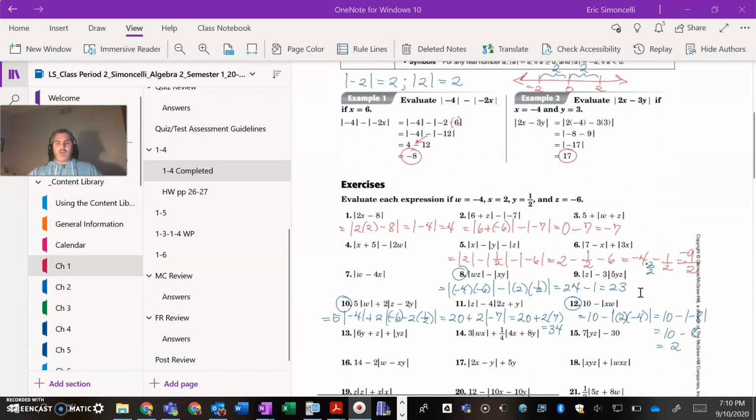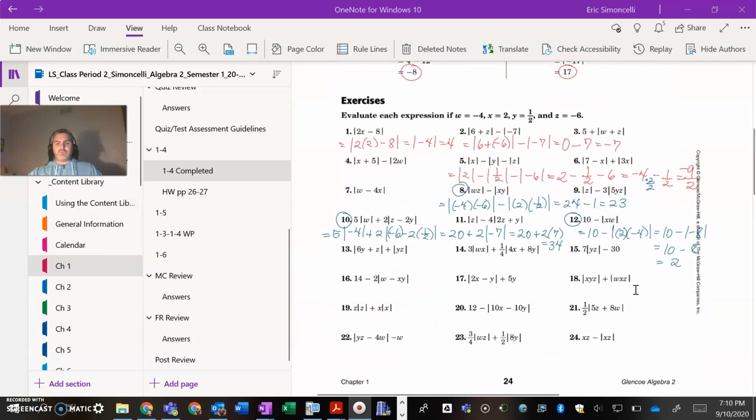I'm going to go ahead and move on. There are a grouping of select questions that I wanted to take a look at. For problems 1 through 24, you're given w is -4, x is 2, y is 1/2, and z is -6. So let's do number 1. The absolute value of what? 2 times 2, and then -8.